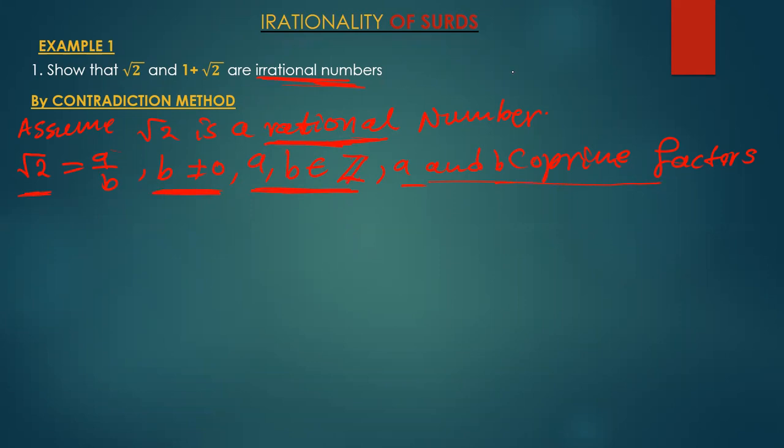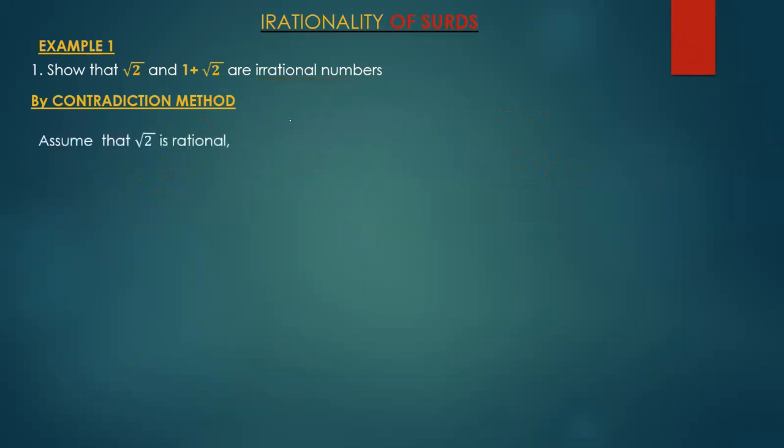So this is our first assumption. The next step that we're supposed to do is to now check if the root of 2 is really a rational number. What I've written here is exactly what I just wrote here. So the first thing is that you make an assumption that the root of 2 is a rational number.